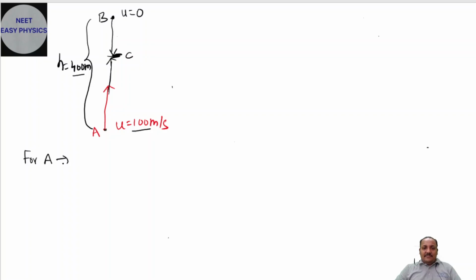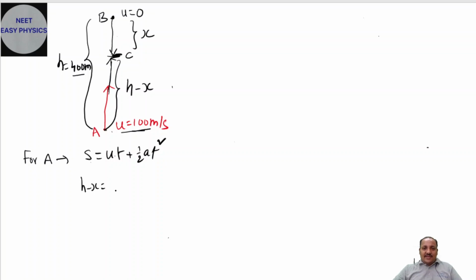For A, what is the initial velocity? U is equal to 100 meters per second. How much distance is it covering? That means AC. Let us assume from B to C the distance is X. Then from A to C it is H minus X. Therefore, we will apply this formula for distance and time: S is equal to ut plus half at square. Now, what is S for A? H minus X. Correct?